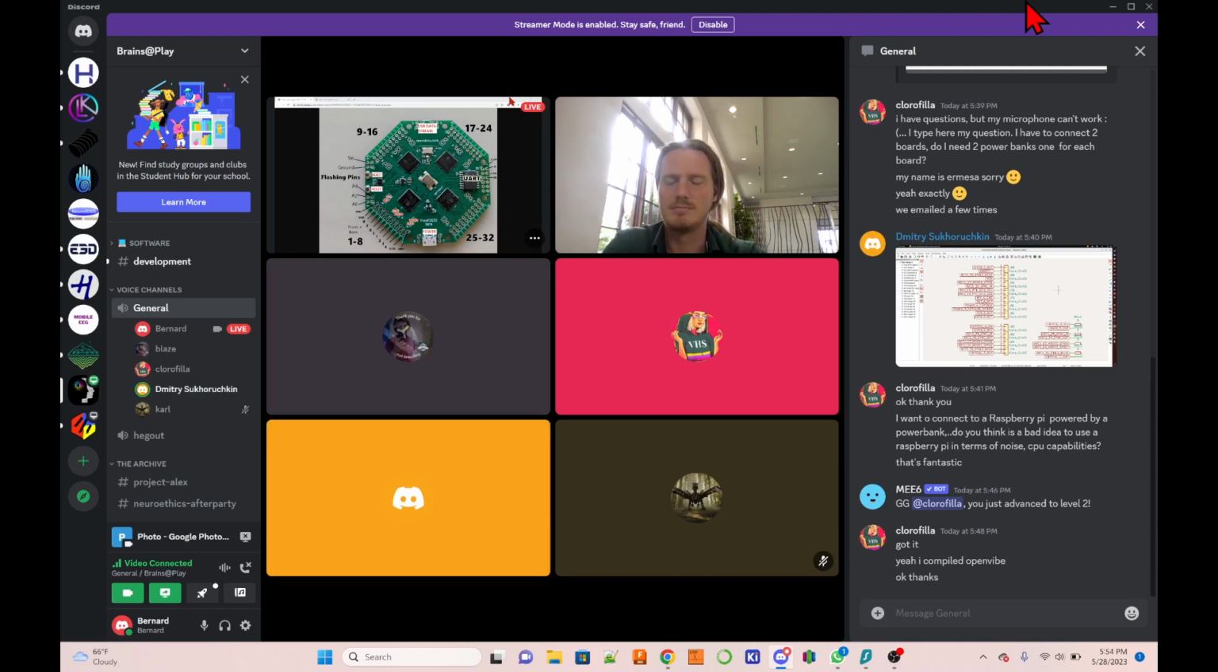OpenVibe, OpenBCI, it's a mobile device without isolators. It can be connected to a 60 volt battery. But this device can also be connected. It has isolators for power.